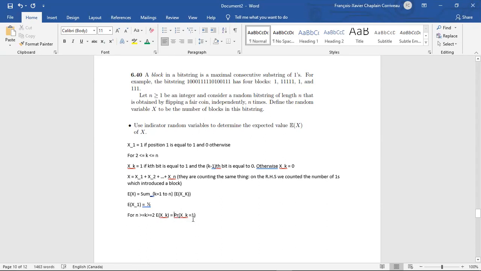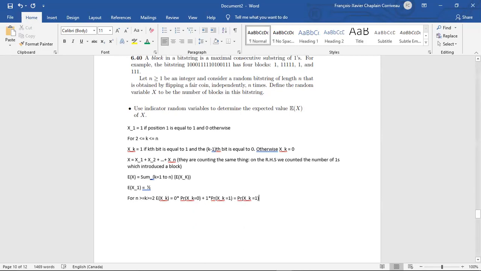So maybe I should write it just for clarity. It's equal to 0 times the probability that xk is equal to 0, plus 1 times the probability that xk is equal to 1. So this is just, again, as usual, this thing here. So now the last question is, what is the probability that xk is equal to 1? Here, okay, well, what do I want? I want the kth bit to be equal to 1 and the k minus 1 bit to be equal to 0. So that's a half times a half. So that's just 1 over 4.